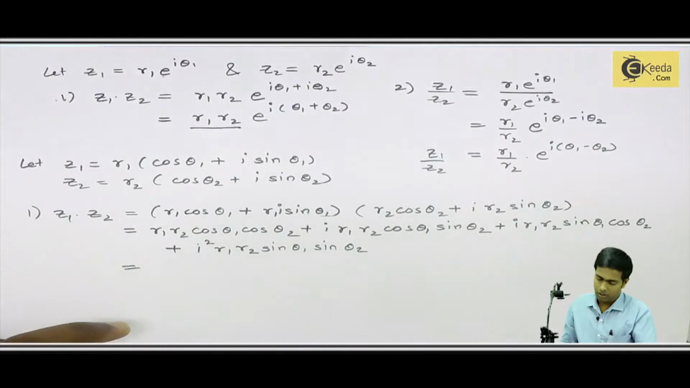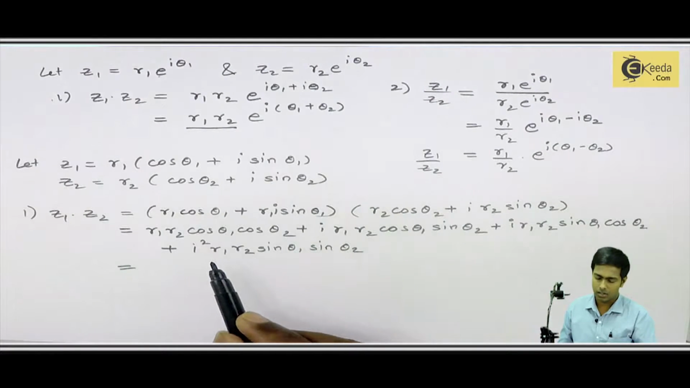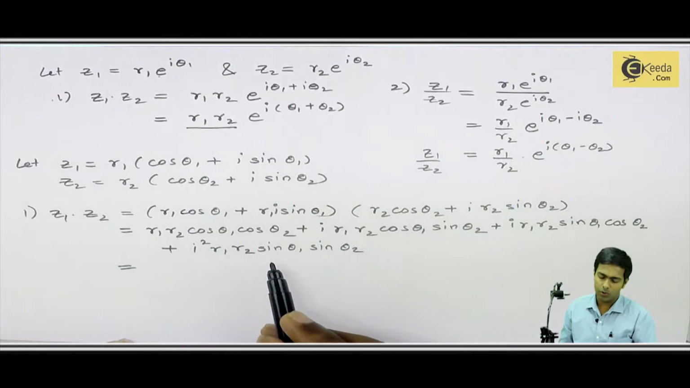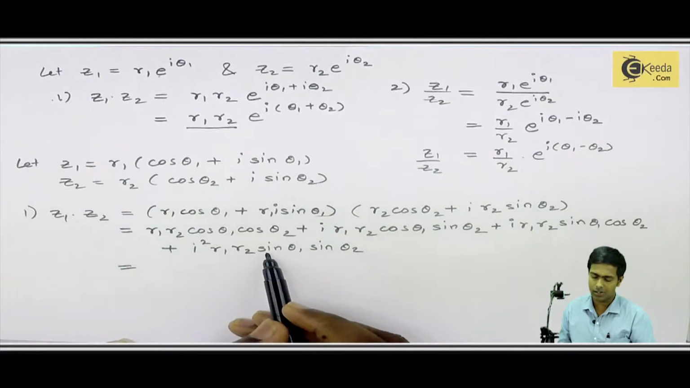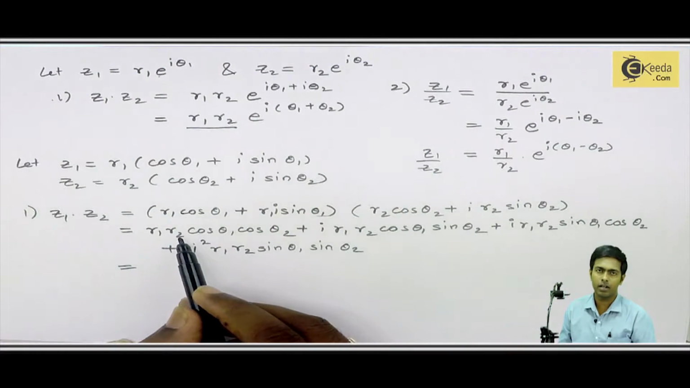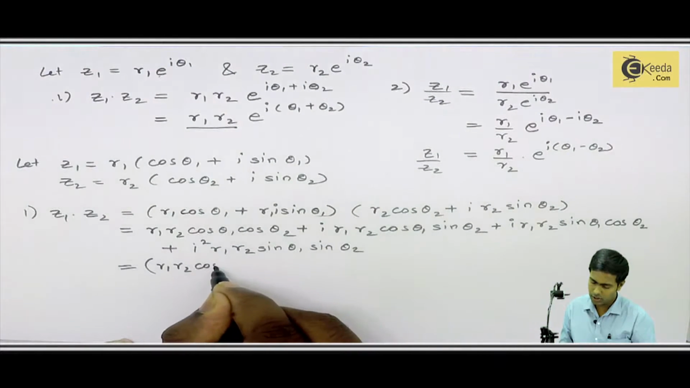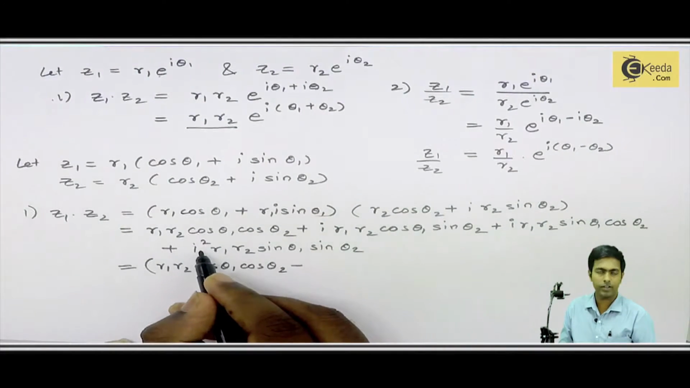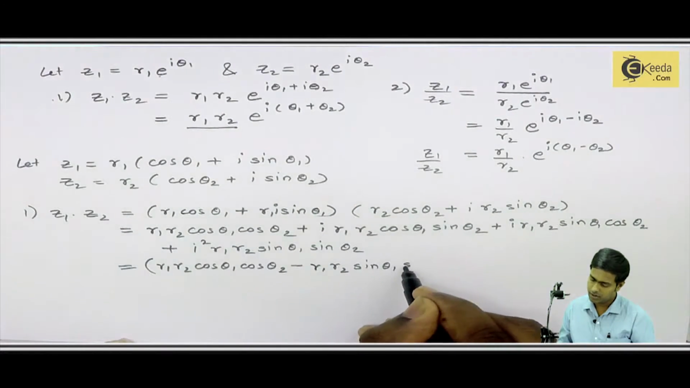Now you all know that i square is equal to minus 1 because i is equal to root of minus 1. So we will substitute i square as minus 1. So what we'll do is we will take all real parts together and all imaginary parts together. So this last term and this first term will become real and we will take them together. So it will give us r1 r2 cos theta 1 cos theta 2 minus, because of this i square, r1 r2 sin theta 1 sin theta 2.